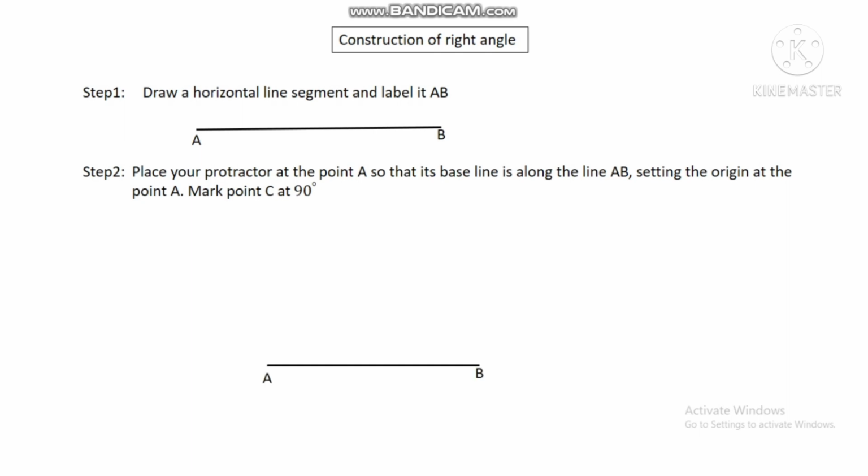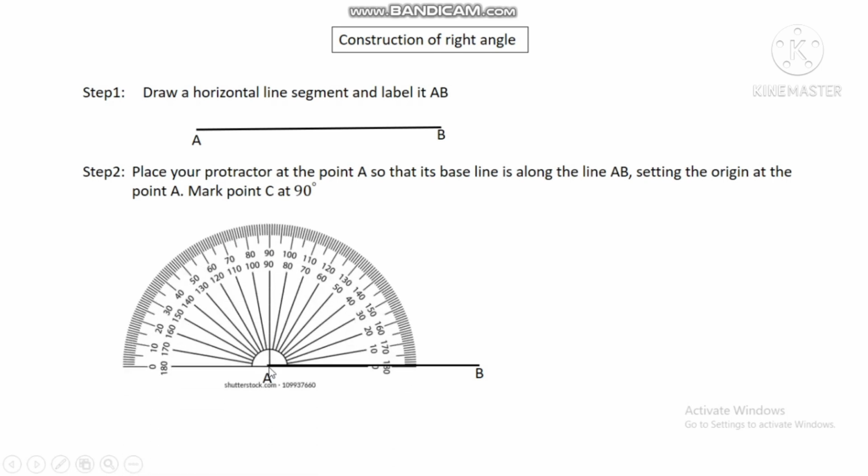Like this. First of all, here is the line segment AB. Place your protractor at the point A. So this is the point A. Place the protractor at point A and baseline along the line AB. This is the baseline of the protractor which is along the line AB. The origin is set on point A. Now mark the point C at 90 degrees. Here you can see that this is the angle of 90 degrees. So here mark the point C. This is the point C. Now join these lines.